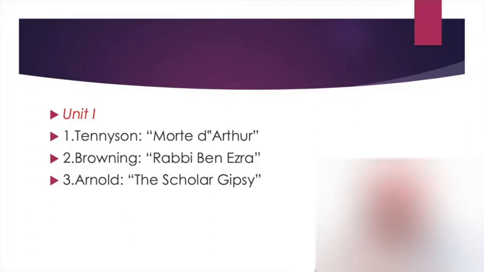Now, in the first unit we have three poets: Tennyson, Browning, and Arnold. These are the three poets belonging to the later part of the 19th century, that is the Victorian Age. Alfred Lord Tennyson, Robert Browning, and Matthew Arnold. One poem of Tennyson, Maud, Browning's Rabbi Ben Ezra, and then The Scholar Gypsy of Matthew Arnold. Before you study these poets, I suggest you read the background of the Victorian Age.